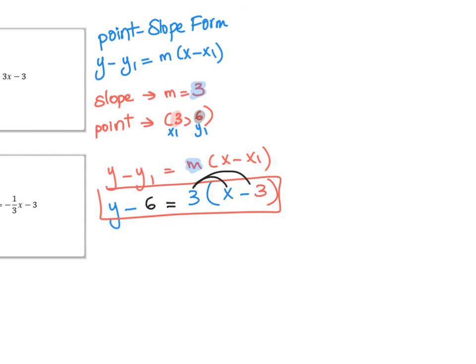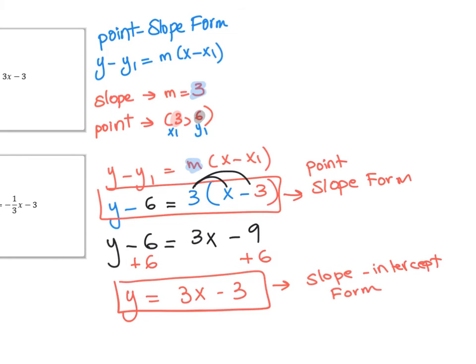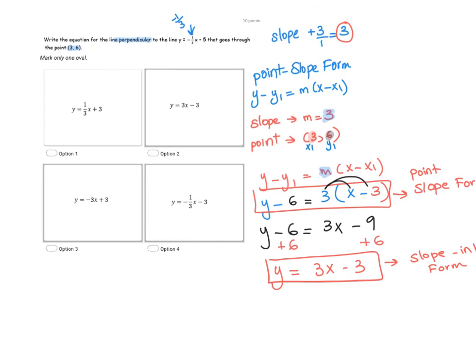So distribute the 3, that will give you y minus 6 equals 3 times x, that's 3x. 3 times negative 3, that's negative 9. And then I add 6 to both sides of the equation. So I get y equals 3x, negative 9 plus 6, that's negative 3. So this is called the point-slope form. And this is called the slope-intercept form. So if I look at the answer choices to see which one matches what I got, and that is it.